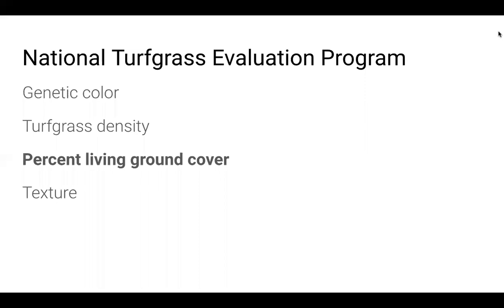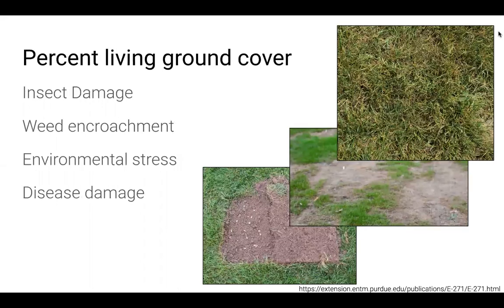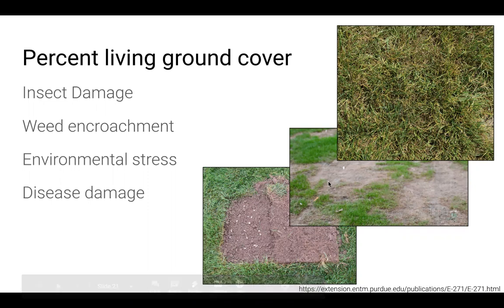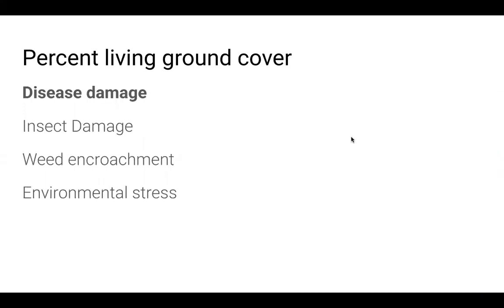If you think about percent living ground cover, it's another fraction of the turf quality index. And ground cover itself can be measured several different ways. So we can have insect damage. Here in the lower picture, we see some damage from white grubs, weed encroachment, environmental stress. In Minnesota, winter kill is especially difficult to deal with from a breeding perspective, a very hard trait to breed for, low heritability, and disease damage. So crown rust, and that's the first thing I'm going to focus on today.